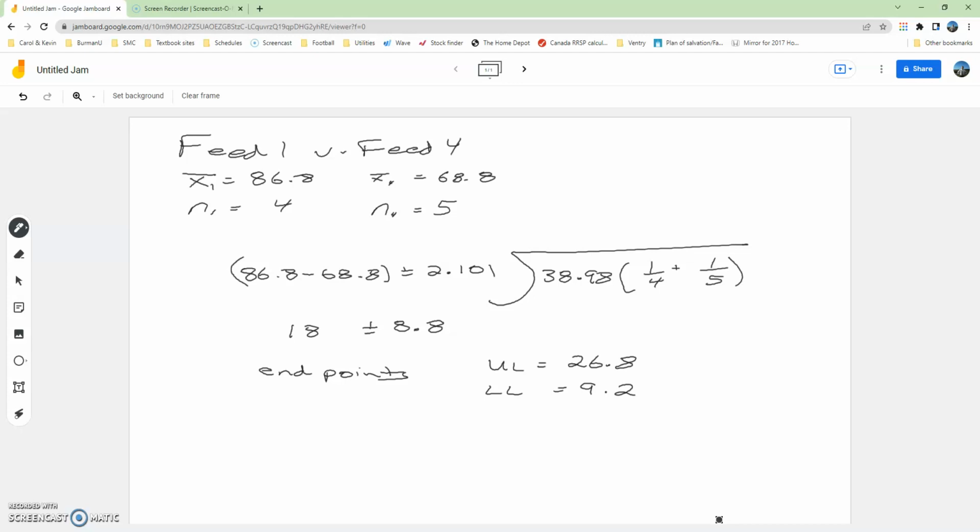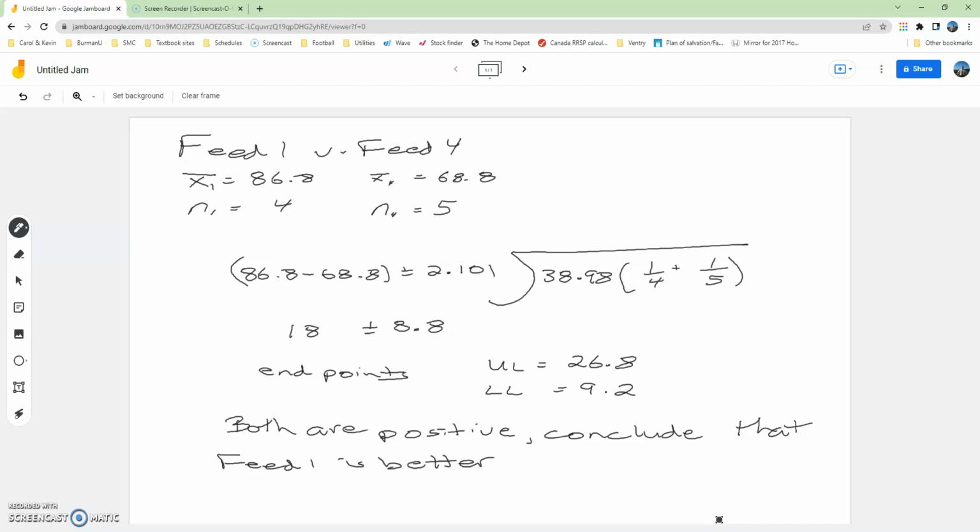Because both of the endpoints are positive, we can conclude that feed 1 is better than feed 4.